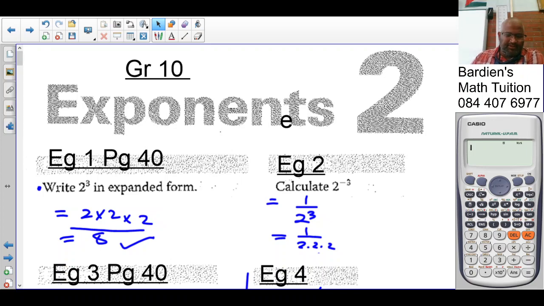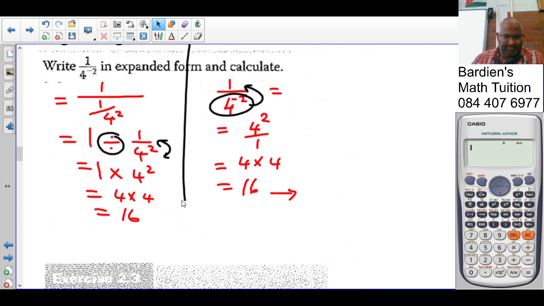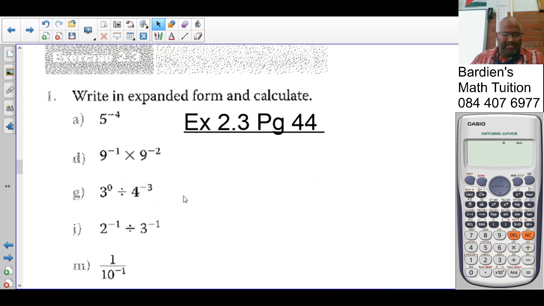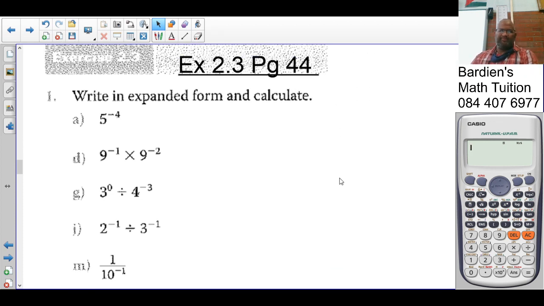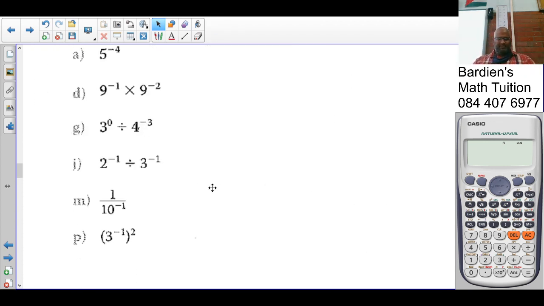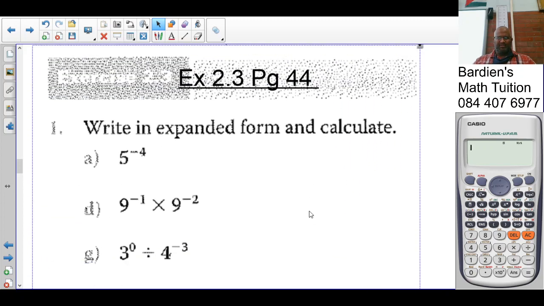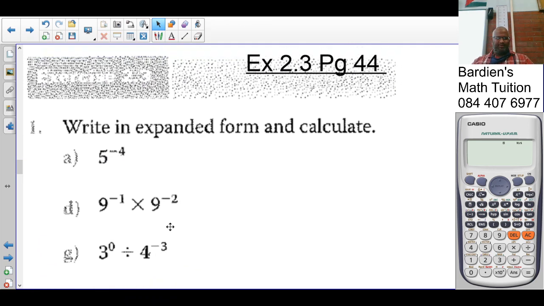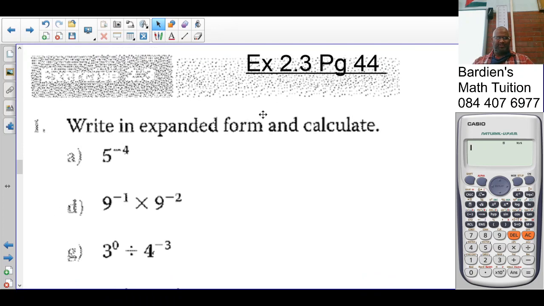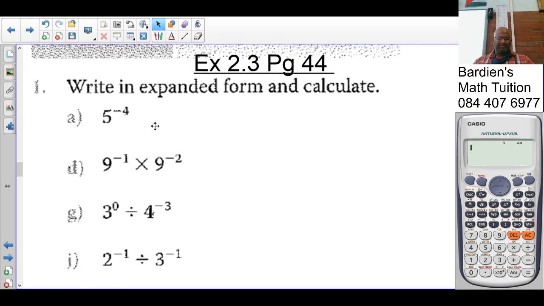Okay, so we are on exercise 2.3 on page 44. Make it a bit bigger. You're going to answer it horizontally, but as you know, we normally answer it vertically, one below the other. But because of the space here, and I don't want to cut each and every example sum out, I'm just going to write it horizontally across like it.